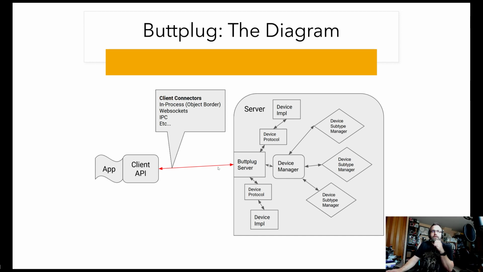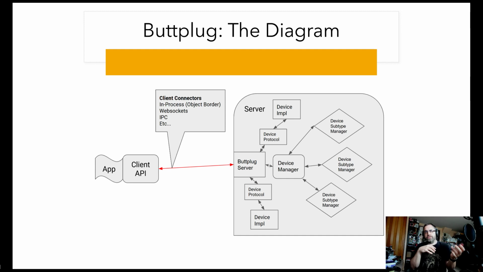This red line right here is what I've been talking about. This is where the gap between the client and the server is. For our usage with a web browser using web Bluetooth, it's going to be in process. So everything like what I was showing you with Buttplug Playground earlier, that was the client and the server both running in the web browser as JavaScript in a web page.